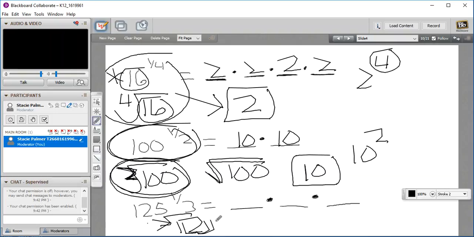Sorry, that looks really bad. 125. So what was multiplied by itself 3 times to get to 125? And that would be 5. 5 times 5 times 5 is 125. So the cube root of 125 is 5.